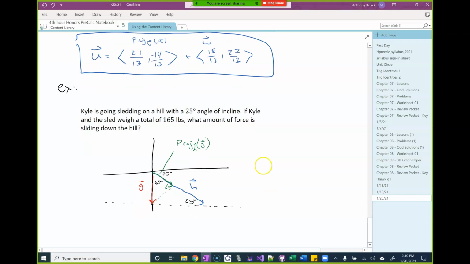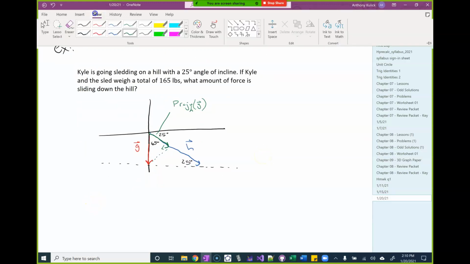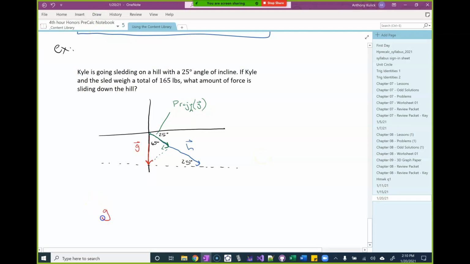G is really easy, right? Since you're just pointing straight down. Everybody's okay with that? I don't have to justify that at all. I mean, if you wanted to call the angle 270, you could do 165 cosine 270, 165 sine 270. But that seems like a lot of overkill to me.